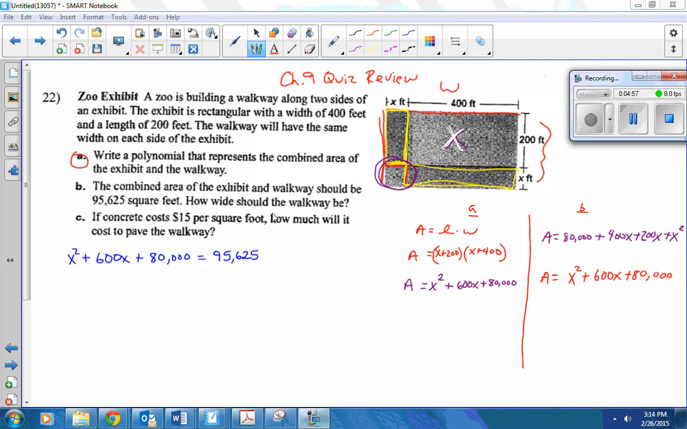So now when we move on to the next part of the problem, they're giving us some more information.